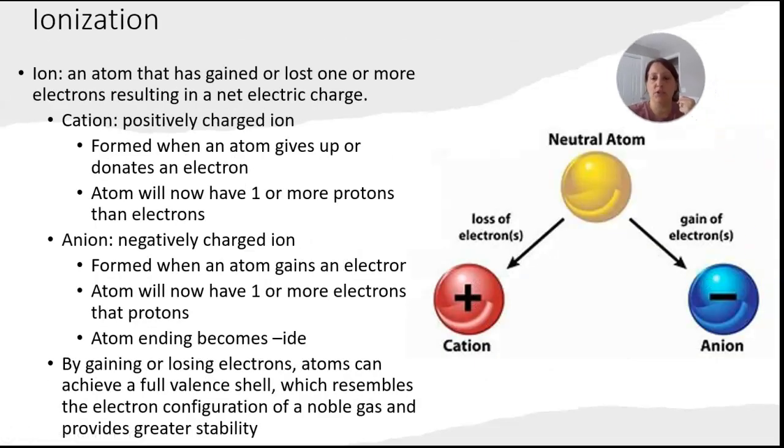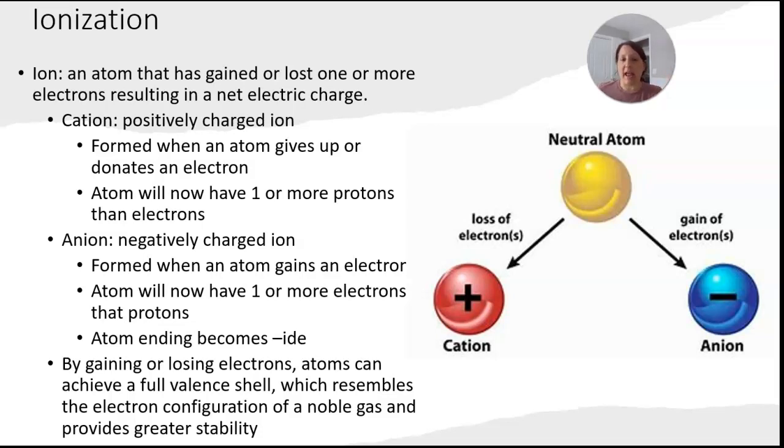Some atoms are going to participate in ionic bonds. Before an ionic bond can form, we have to form ions. So let's talk about ionization, chemical ionization. To start off, let me define an ion for you. When we have an atom that either gains or loses one or more electrons, it's going to result in a net electrical charge.